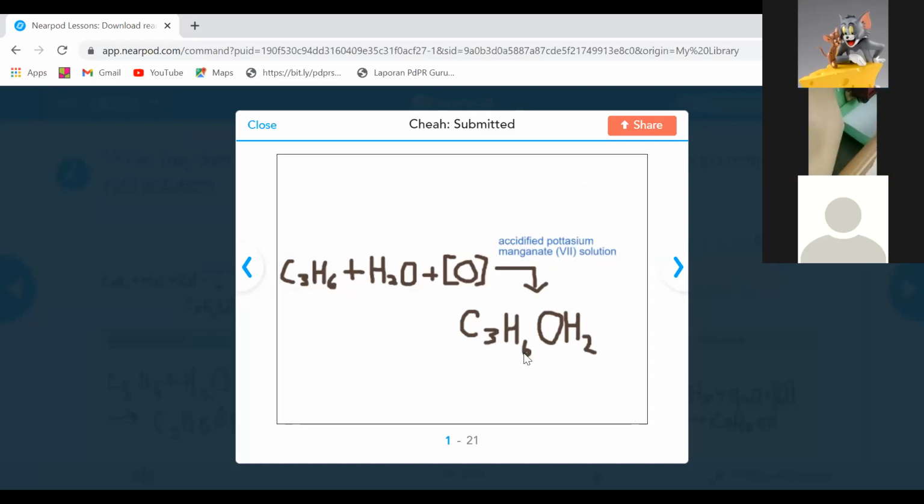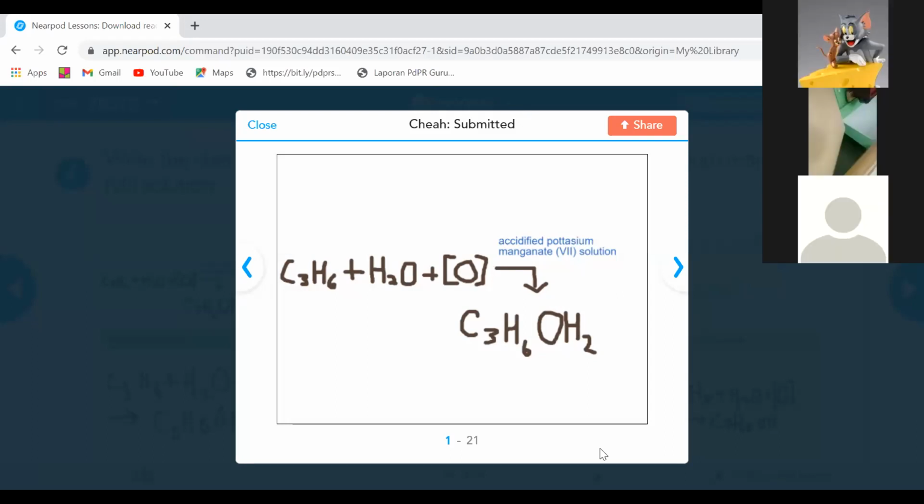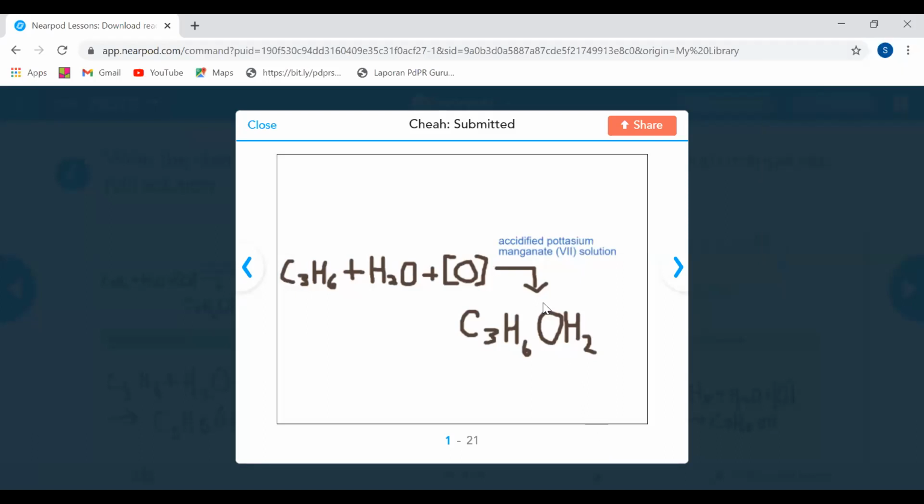C3H6, OH2. Now she put OH2. Actually, my OH I have 2, right? Not my hydrogen 2, right? But my O and H I have 2, correct or not, class? So you need to put a bracket. Yes, bracket OH 2. The O and the H here must have a bracket.